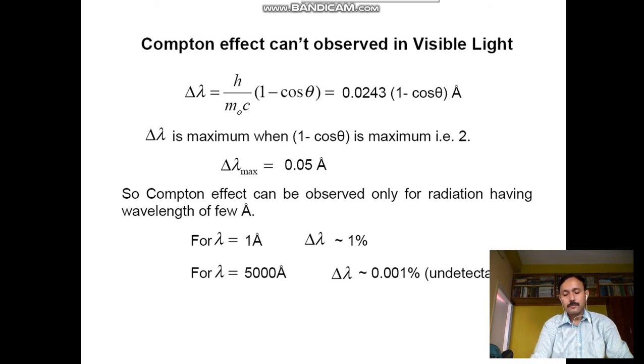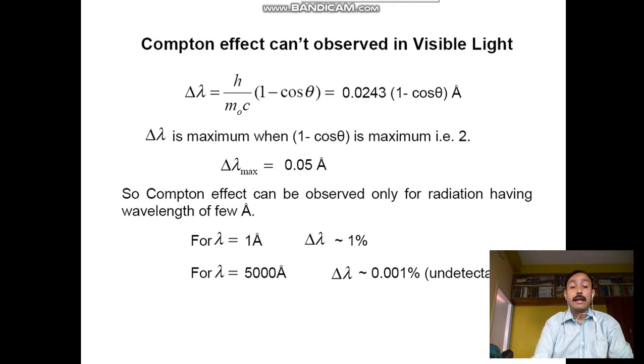But the binding energy of an electron in the atom is almost equal to 10 electron volt. For example, the binding energy of an electron for simple hydrogen is almost equal to 13.6 electron volt. So when visible light falls on a target, it cannot liberate electrons of the scatterer. So we cannot see Compton effect with visible light.